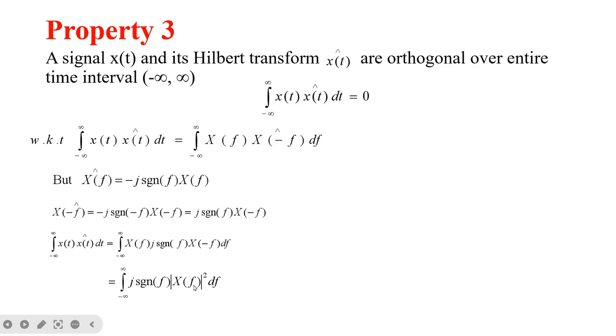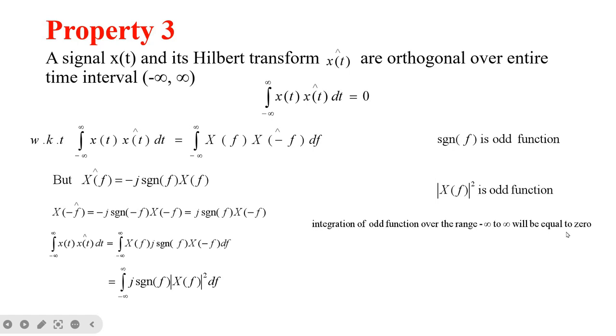Now here in this equation, signum function is an odd function, and magnitude of X of f square is an even function. Sorry, here it should be an even function, it is not an odd function. This magnitude of capital X of f whole square is an even function, it is not odd, it is even. So we know that integration of an odd function over the range minus infinity to plus infinity will be equal to 0. Here the integration is from minus infinity to plus infinity, and we have the signum function, but this signum function is an odd function. So whenever an odd function is integrated from minus infinity to plus infinity, the output will be equal to 0.